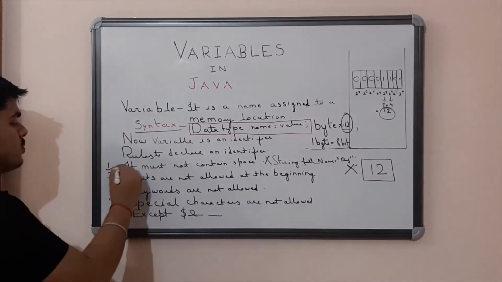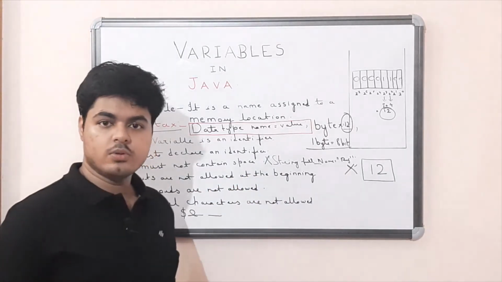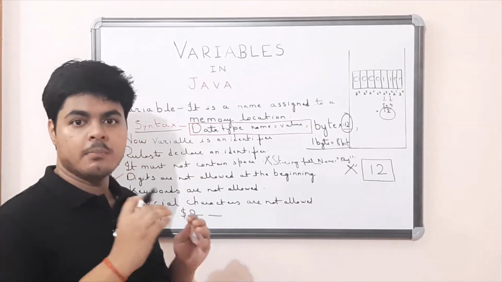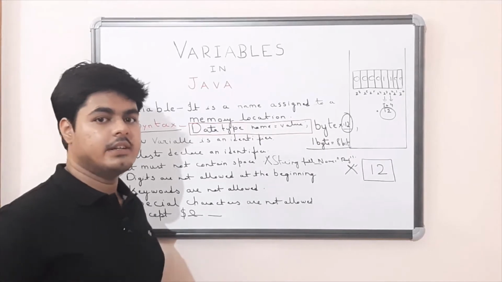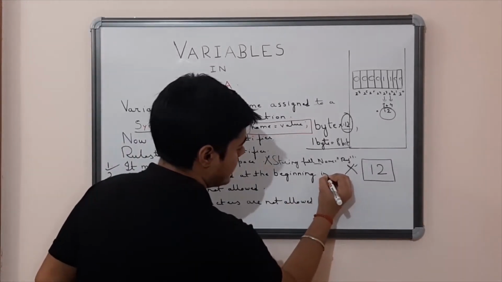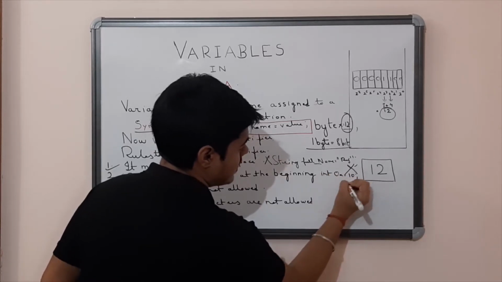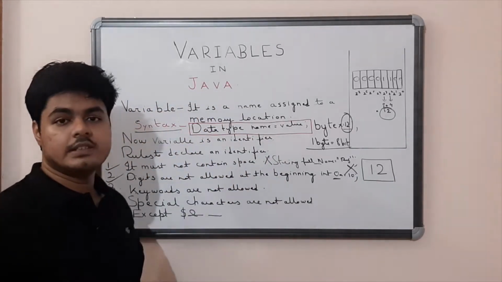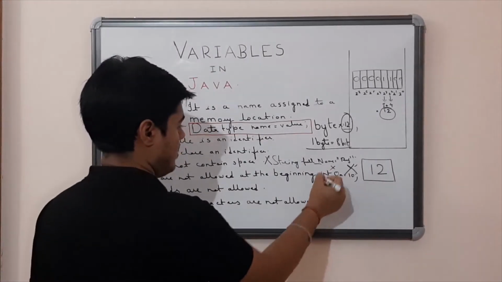Now number 2, digits are not allowed at the beginning. Now you can use digits in the name of your identifier, but you cannot use them at the beginning of the name of the identifier. Like suppose you are declaring int 0a equals 10. Now since the beginning character is a digit, it is not a valid identifier.